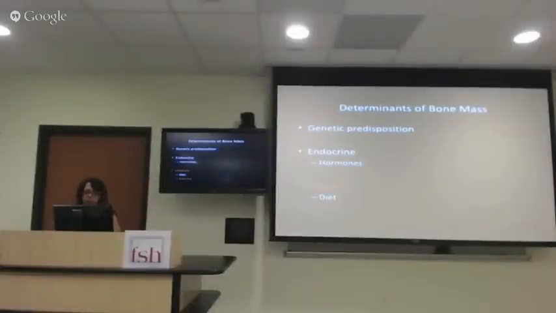So other determinants of bone mass, lifestyle. Smoking is actually bad for your bones. It's believed that it's anti-estrogenic. Alcohol in excess is bad for your bones, and it's not clear if it's actually toxic or if it's because it may affect your balance. So the recommendation is less than 3 alcoholic drinks a day.